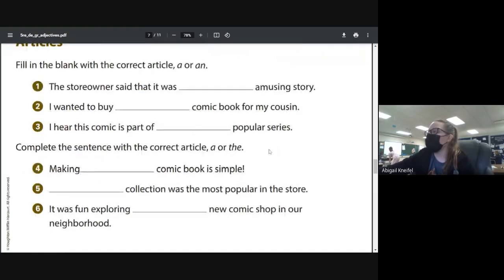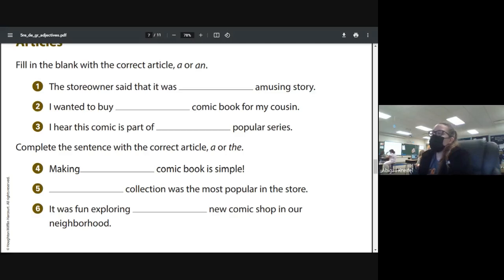And then, complete the sentence with the correct article. This is either a or the. Making a comic book is simple, or making the comic book is simple. Mark. It is a. Making a comic book is simple. Blank collection was the most popular in the store. A collection was the most popular in the store, or the collection was the most popular in the store? Olive. The. You are correct.